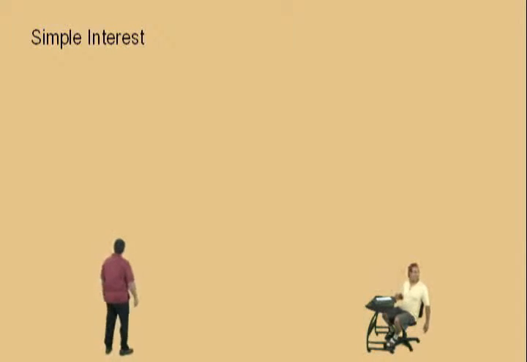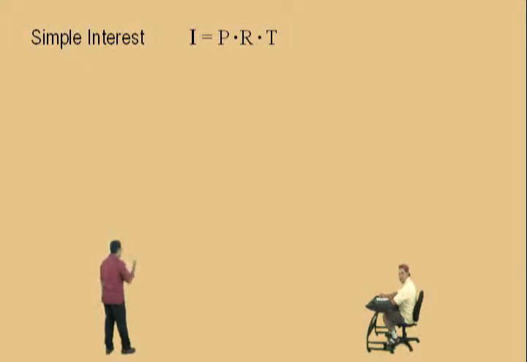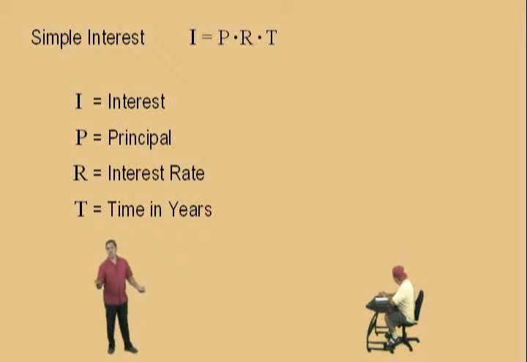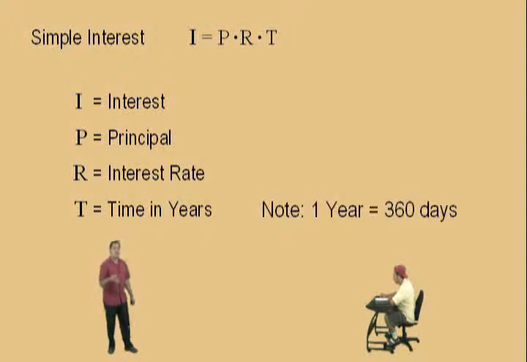Simple interest. Now, some people call this formula PERT. That's because I equals PRT, where I is the interest, P is the principal, R is the interest rate, and T is the time in years. In some cases, we take out a loan for 90 days, in which case we have to convert days to years, and the conversion used with the simple interest formula is that 1 year is 360 days. That's because the average of all of our 12 months is 30 days, and 30 times 12 is 360.